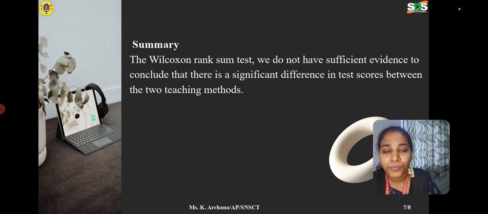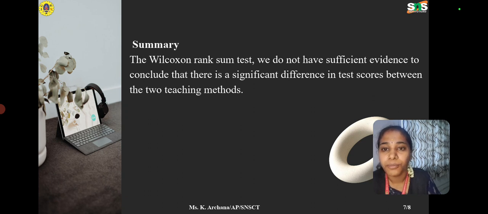Summary. In the previous case study, we used the Wilcoxon rank sum test. It helps us know whether there is a significant difference in test scores between the two different teaching methods in the school.